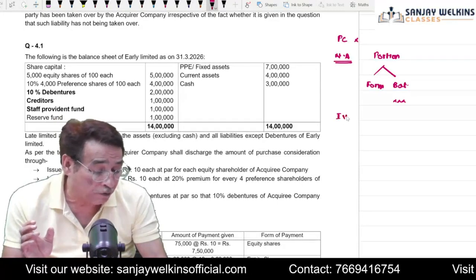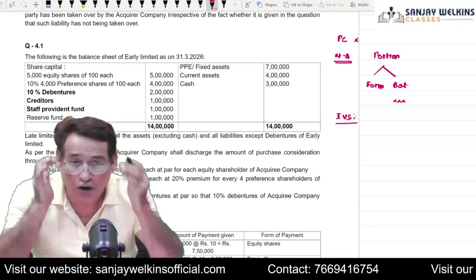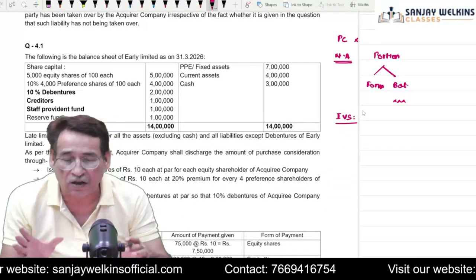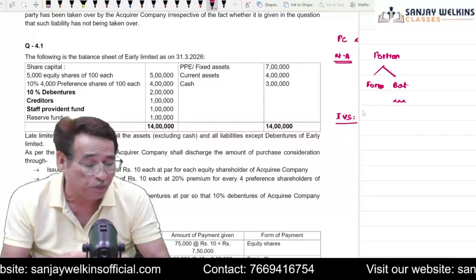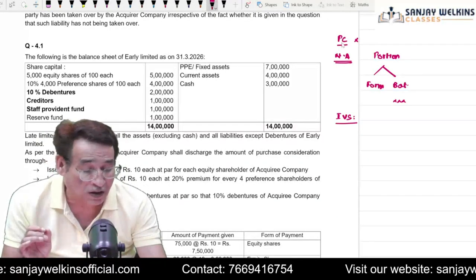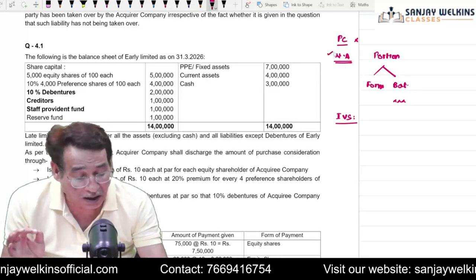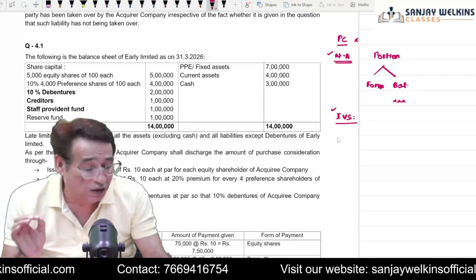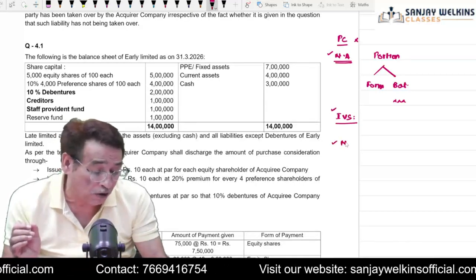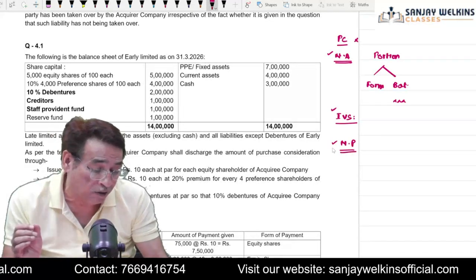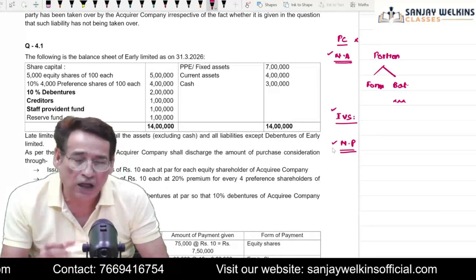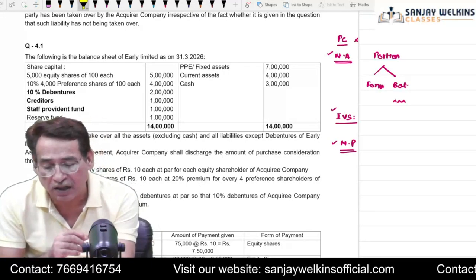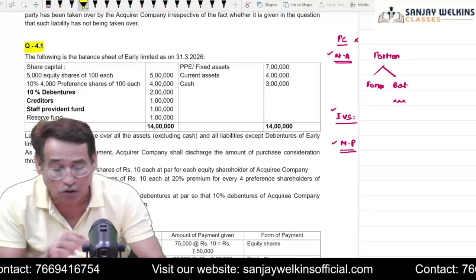Regarding the intrinsic value of share method, we need not stretch our imagination. The reason is very simple, because it is clearly stated that we have to find out the intrinsic value. Now, when in the question purchase consideration is not given, and neither the net assets method nor the intrinsic value of share method can be applied, we are left with only one methodology of computing purchase consideration, that is the net payment method. Under the net payment method, how we have to compute purchase consideration is a little bit tricky, but not very tricky. Let's have a look over here.